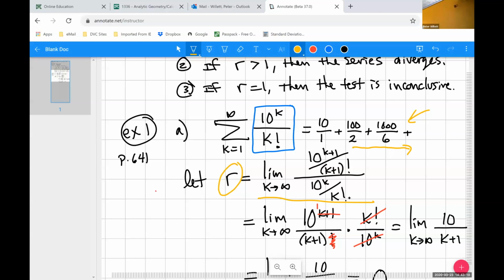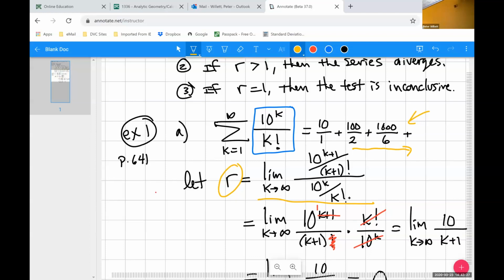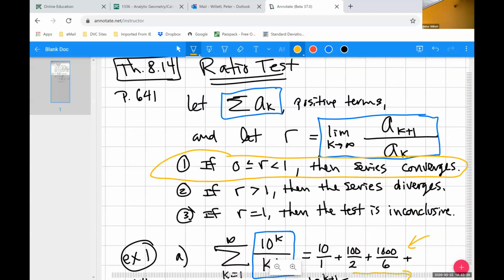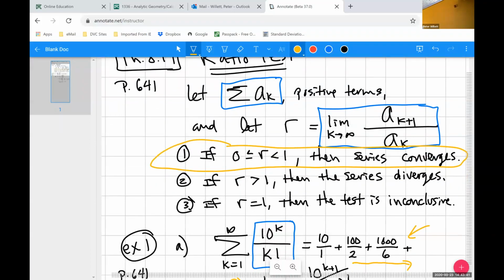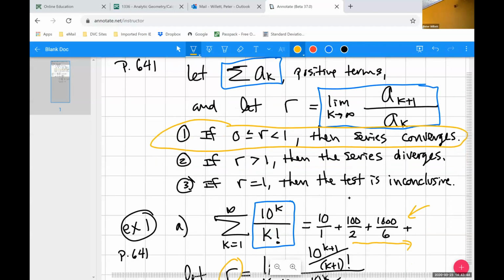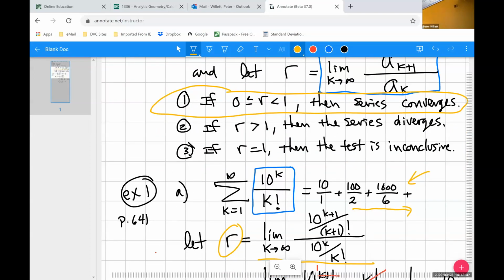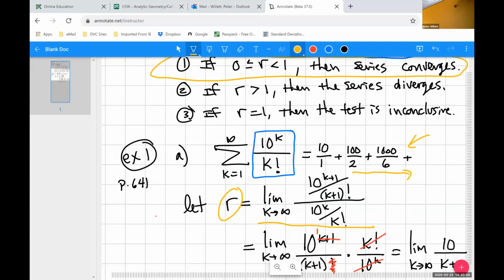So it ends up that k factorial grows much more aggressively than 10 to the k and causes the whole fraction to shrink away down to 0. And it causes this limit to converge very aggressively, because the range of ratio values that lead to convergence is anywhere between 0 and 1, and this is all the way down at 0. So that means this converges very aggressively. We'll learn more about what that means in chapter 9. But for now, the ratio test gave us a way to look at this series.